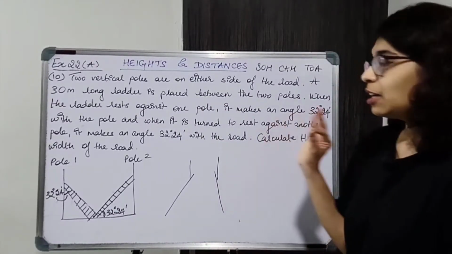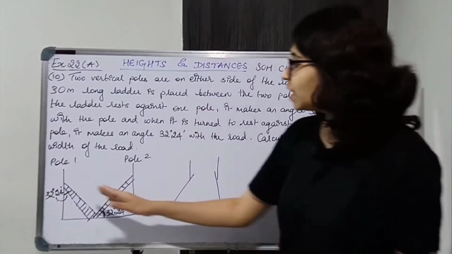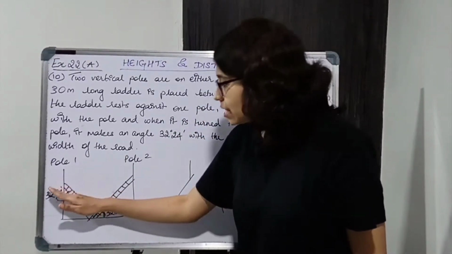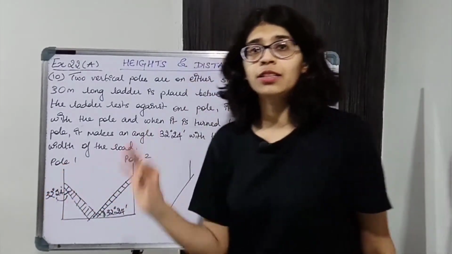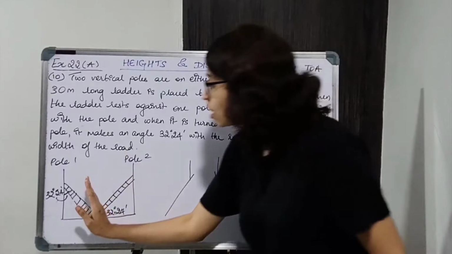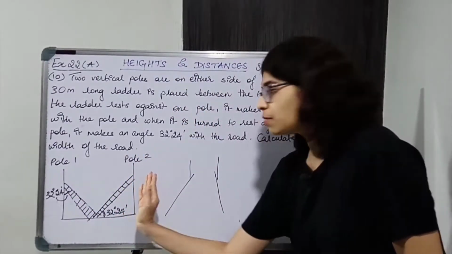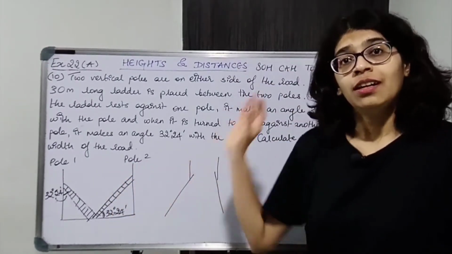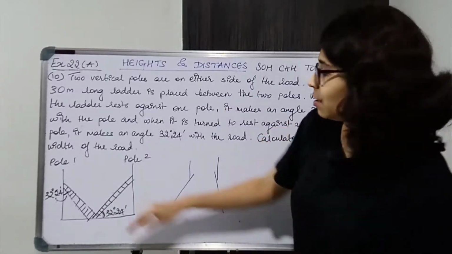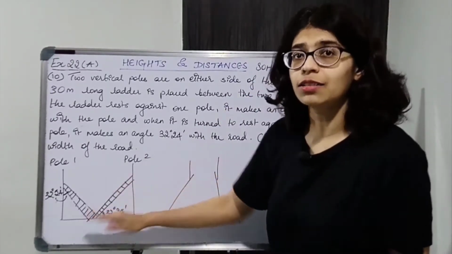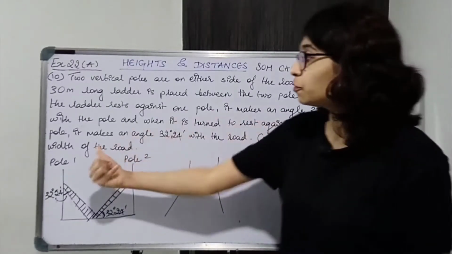I'll repeat. There are two poles, there is a road in between, and we are taking a ladder. First we are placing it against pole 1, so an angle is formed between the ladder and the pole, that is 32 degrees 24 minutes. From the same point on the road, we are turning the ladder and placing it against another pole. This time it makes the same angle but with the road. This is the angle between the ladder and the road. Now we need to find the width of the road.